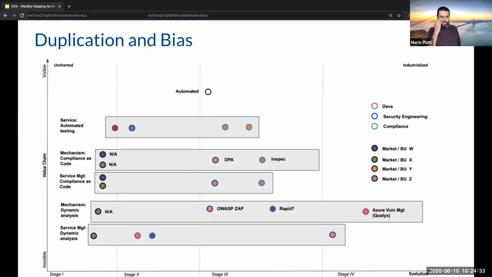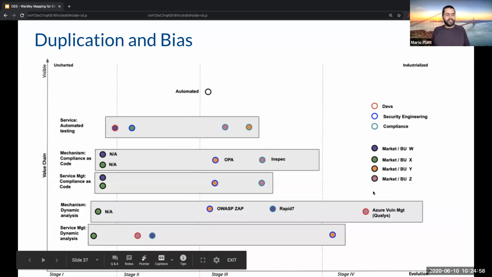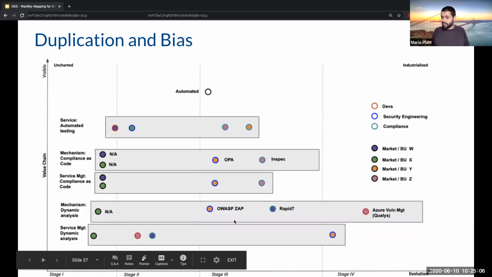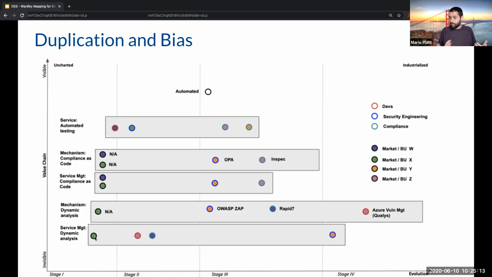So I was asked a question before we started recording, where I mentioned I was going to show an example of how to potentially use Wardley mapping across a group setting. So this is the example that I was referring to. If you have multiple markets or multiple business units, using the same example as before, I've got a service, automated testing, and different mechanisms, so compliance as code and dynamic analysis. I can try and put on a map not only the evolution of the technological component itself, but also how evolved is the service management part of it, the actual practice and how people are doing it, and then use a single map to overlay this information from multiple markets and business units, so it gives me a better view of the landscape.